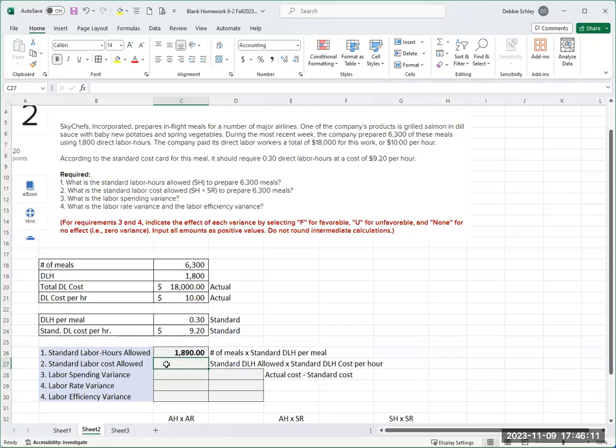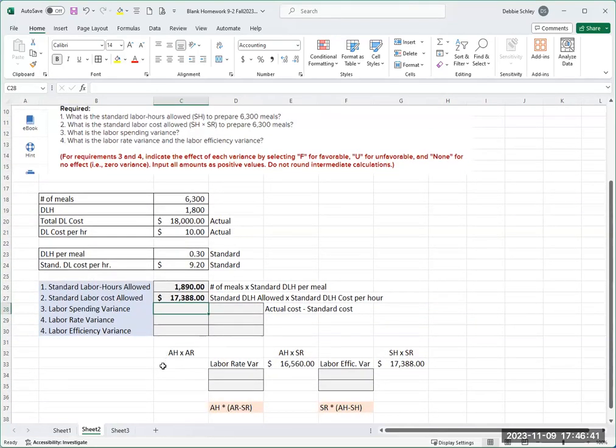The standard labor cost allowed is going to be the standard labor hours allowed times the standard direct labor hour cost per hour. So my standard was $9.20. So this is dollars. So my standard labor cost should be 17,388.